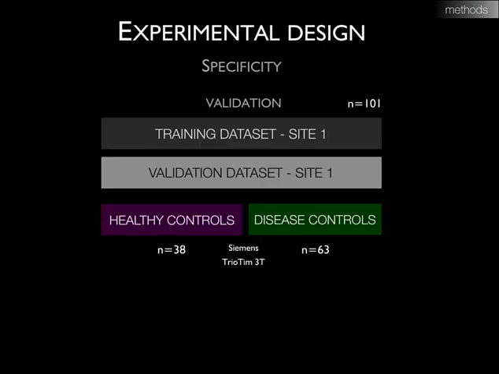To test specificity, the same model that was used to test independent data sites, we used the validation data set from site 1, which was composed of healthy controls, 38 healthy controls, and 63 disease controls.